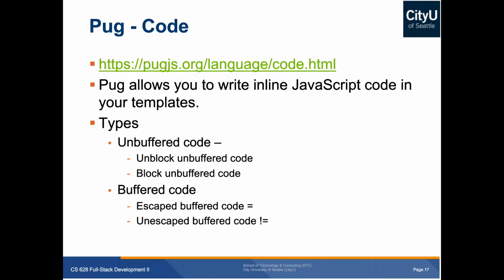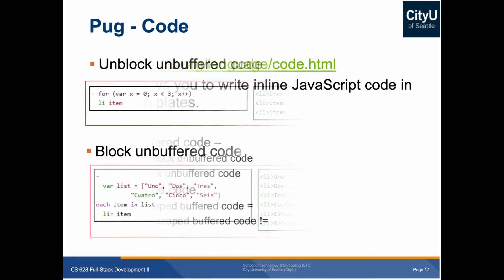So for the pug code, again, reference to that link, it allows you to write inline JavaScript code in your templates. You're not able to do that in your HTML. Usually in your HTML file, you would have another section there with the script tag. Types: unbuffered code, block unbuffered code, and buffered code, escaped buffered code, which we mentioned, and unescaped buffered code with the bang and equal sign.